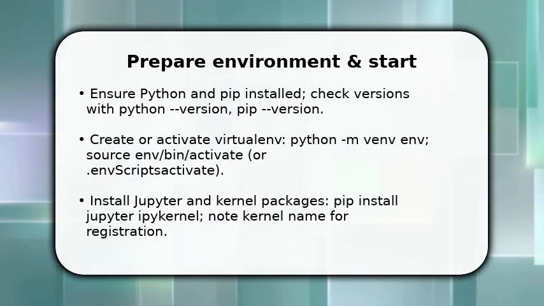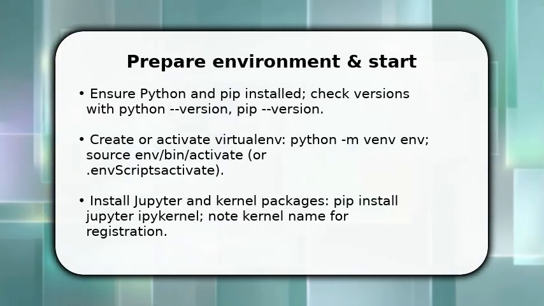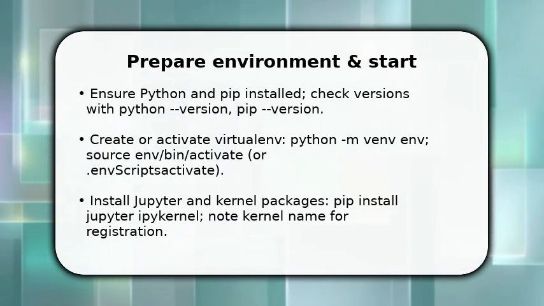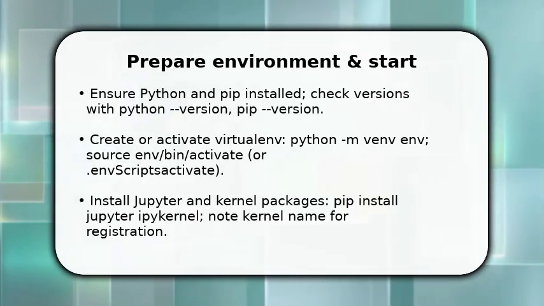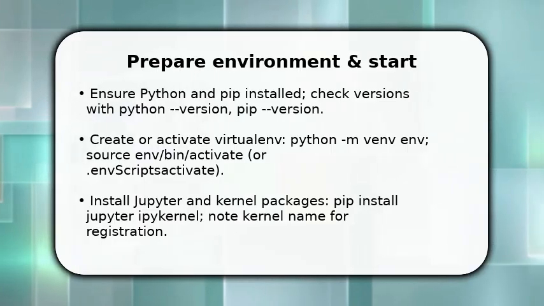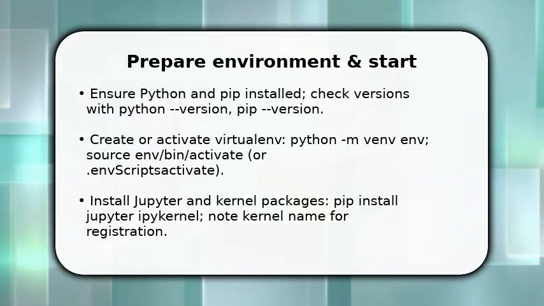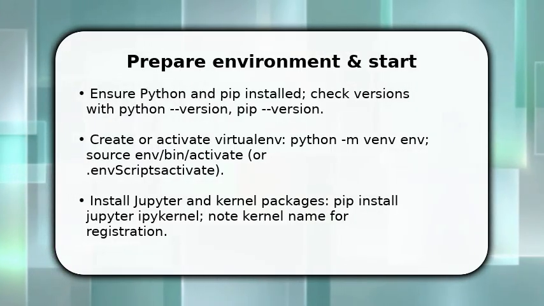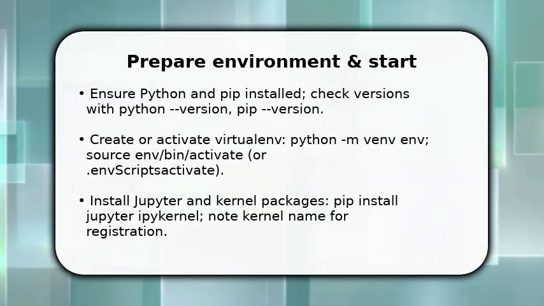You begin by preparing the environment. Make sure your Python and pip are current so dependencies behave. Next, activate a virtual environment so libraries stay isolated. This avoids conflicts later. Once done, install Jupyter and ipykernel with pip and decide a clear kernel name.